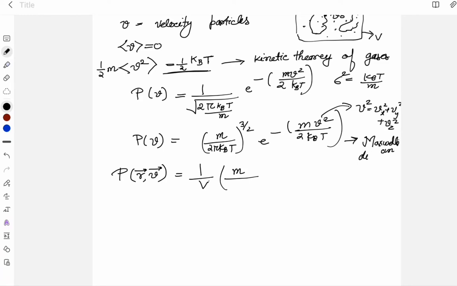Okay, so let me write it properly. Maxwellian distribution. One can derive this from the kinetic theory of gases also, and from the central limit theorem also. It is obvious. Maxwellian velocity distribution.